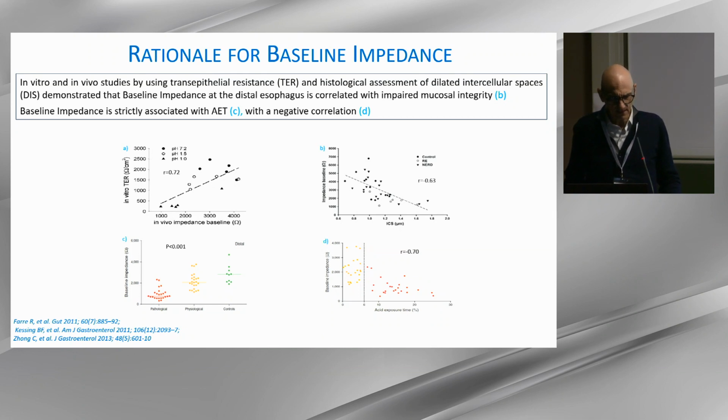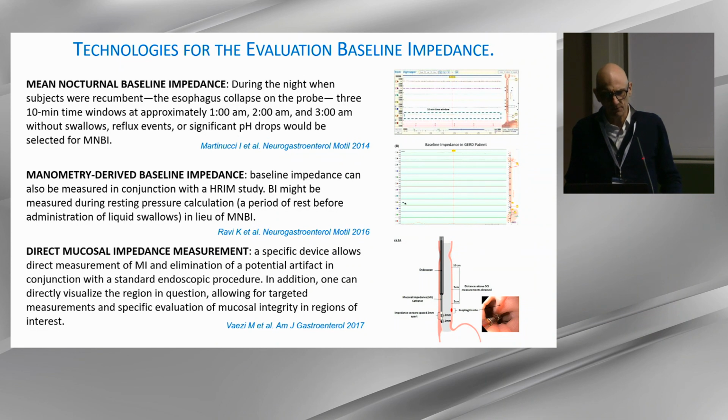And from the study of Kessing, we showed that patients with pathological acid exposure time had a lower value of baseline impedance, and that baseline impedance was inversely related to acid exposure time. There are different techniques to calculate baseline impedance. The first is MNBI, mean nocturnal baseline impedance, that is calculated during the night when the baseline is more stable, because we hypothesized that the esophagus collapses on the probe. If we choose 3 different time windows of 10 minutes, approximately around 1, 2, and 3 a.m., excluding moments in which there are swallows, reflux events, or pH drops, we can calculate the MNBI.